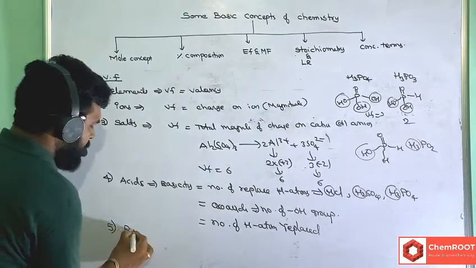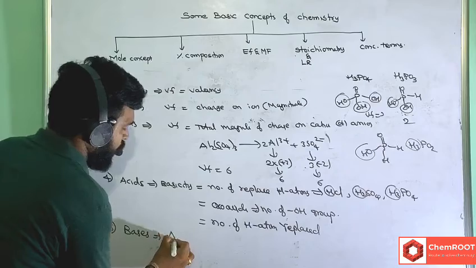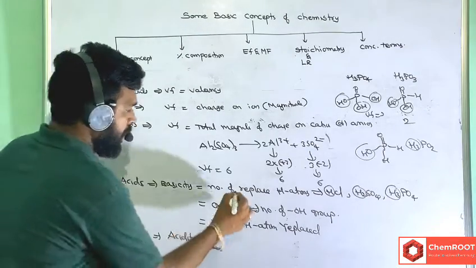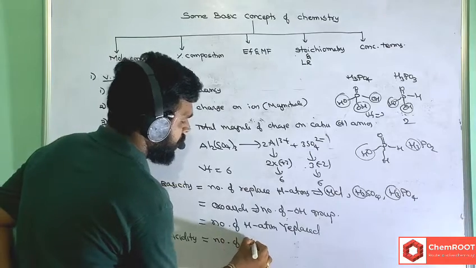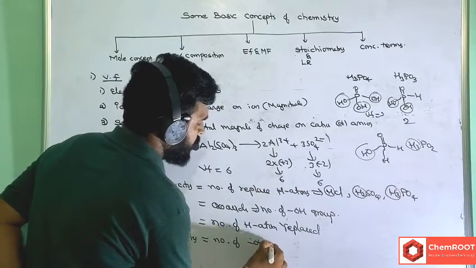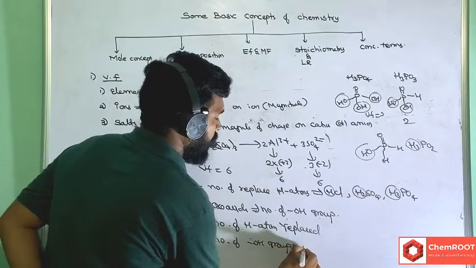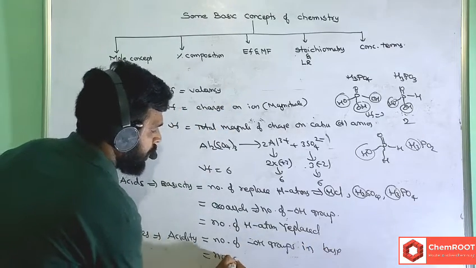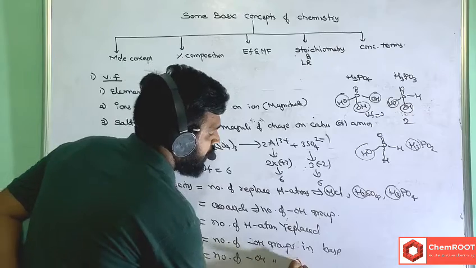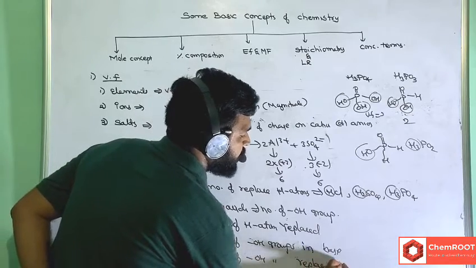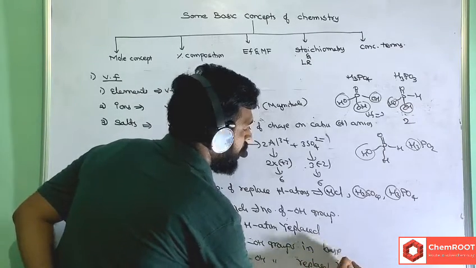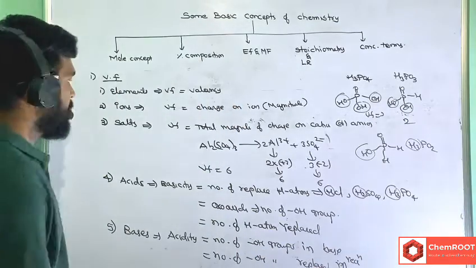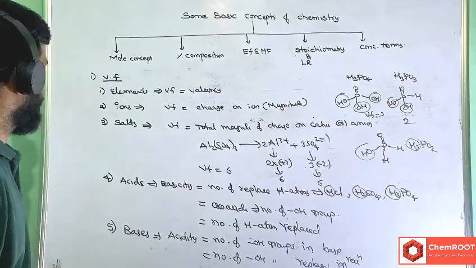Okay. For bases also they use the same; we call it acidity. Okay, the valency factor is called acidity. Here it is the number of OH groups in the base or the number of OH groups replaced in a chemical reaction. So this will be the base-related valency factor.